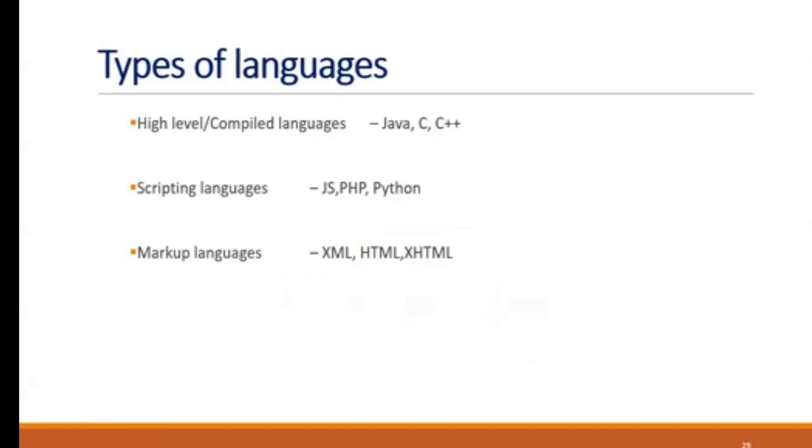So now, students, I'm actually focusing on web development, not all the other development, because there are plenty of other languages with high level scripting and markup. But when it comes to web development, basically the high level languages, like Java, C and C++, what is the difference? High level languages? Why do we call them high level?